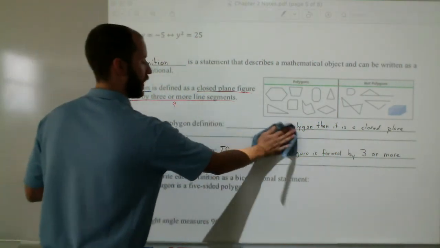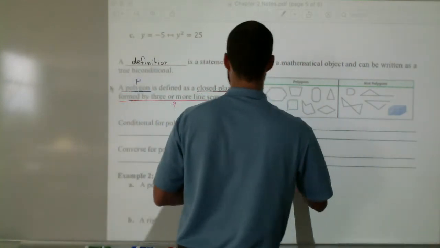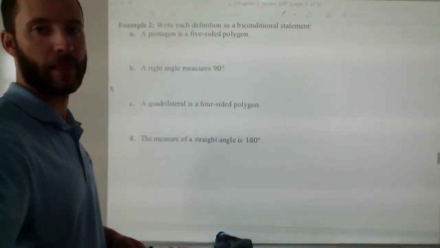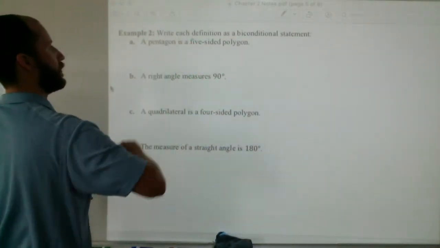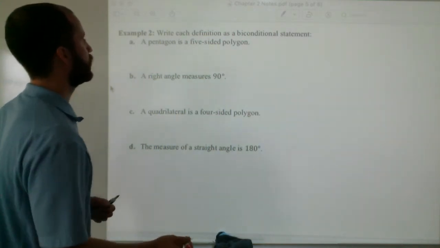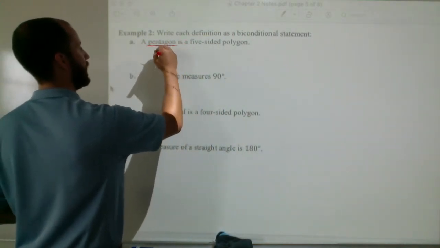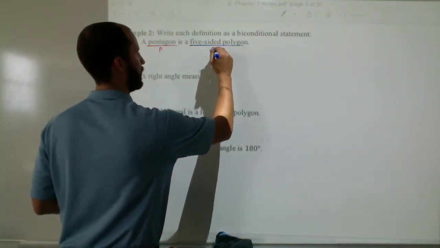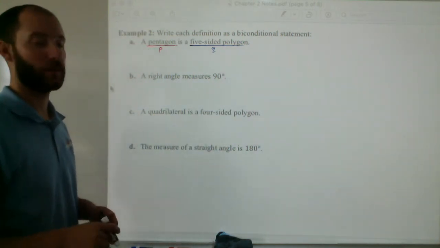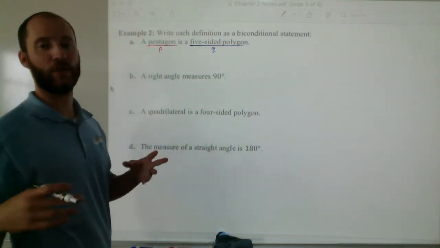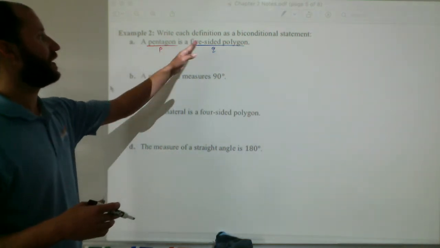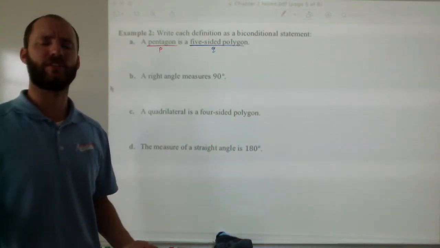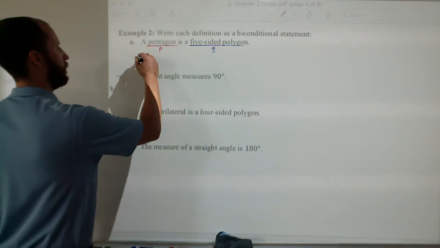So now, let's go the other way with it, writing each definition as a biconditional. So example 2, write each definition as a biconditional statement. So we have a pentagon, P. We have a 5-sided polygon, Q. Those are kind of the 2 pieces we're working with. So to make this into an if and only if, we want P, if and only if Q, and then make sure your sentence logically flows and it makes sense. Someone who speaks the English language would understand what you're talking about.